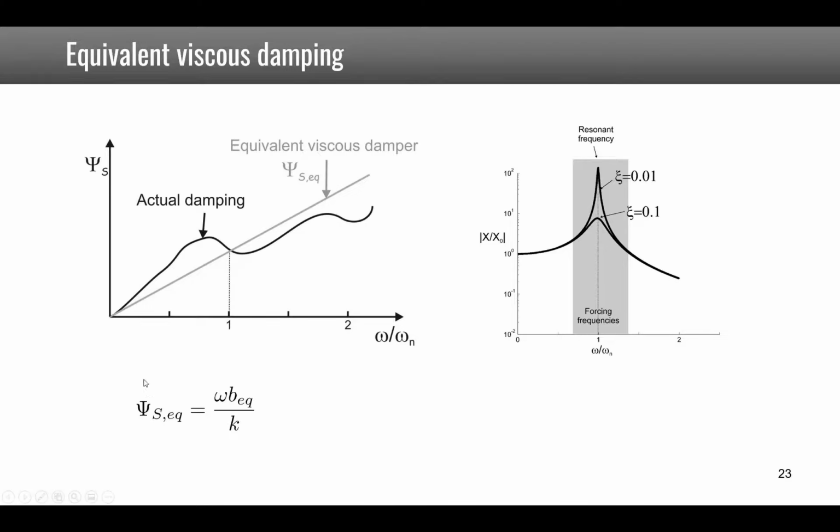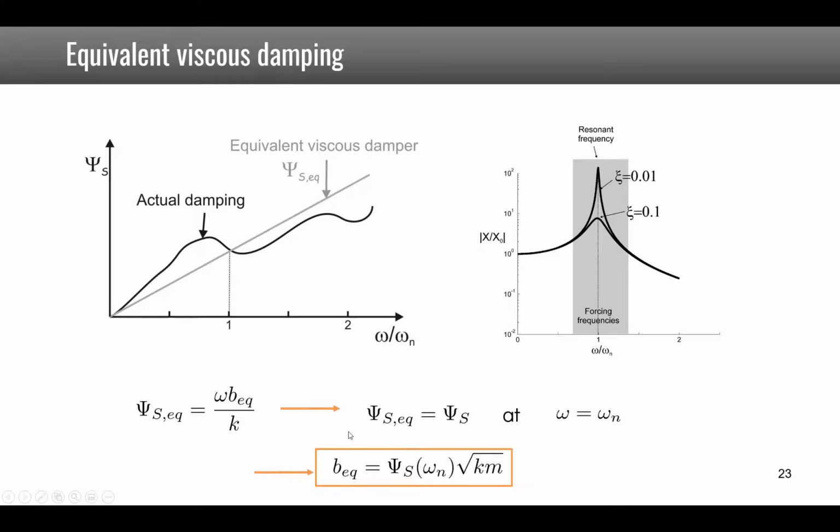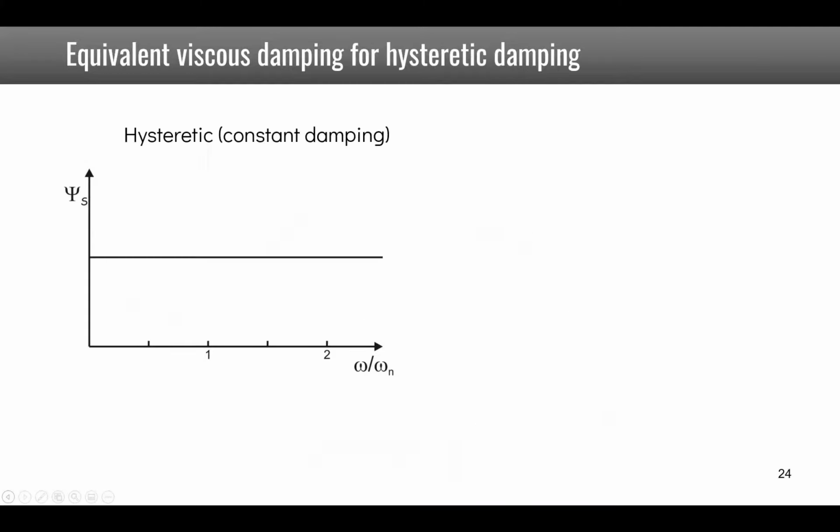So what we want is to have psi s equivalent equal to omega b equivalent, which gives the slope of this line, over k at omega equal to omega n. If we equate the two at that frequency, we show that b equivalent must be equal to psi s at the frequency omega n times square root of k times m. So let's take two examples.